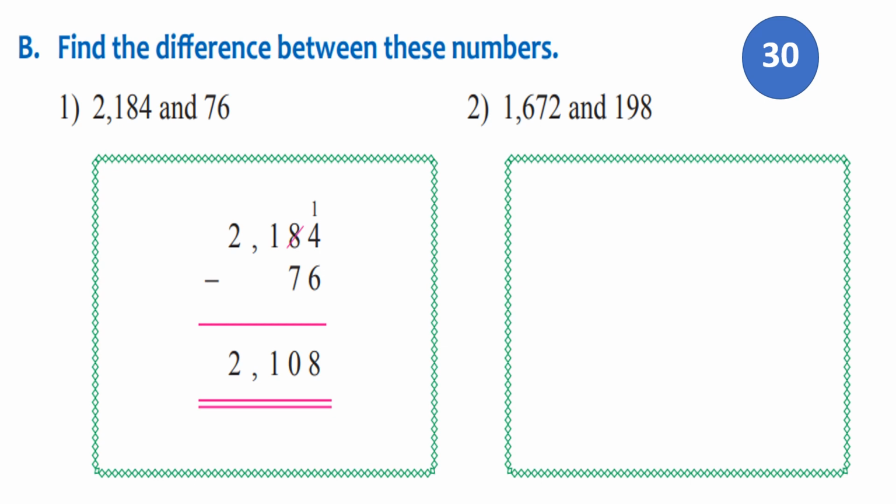Okay, number 1, subtraction. This is finished. This is example number 1. And we do number 2. Okay, you rewrite the numbers first. 1672 minus 198. Okay, subtract.